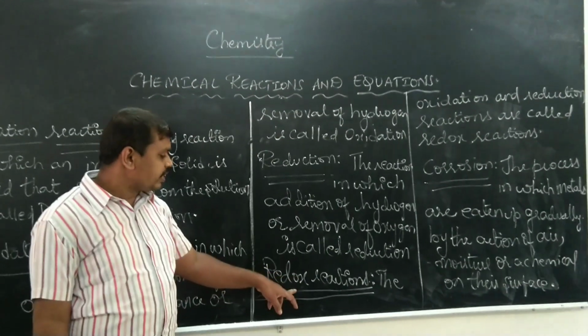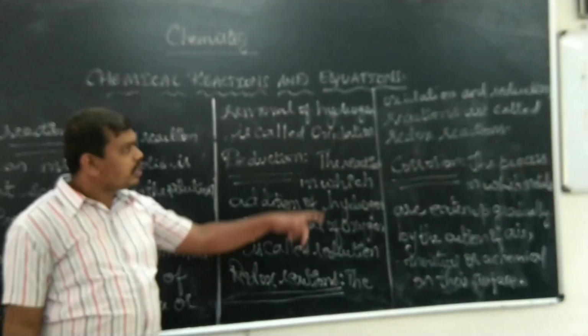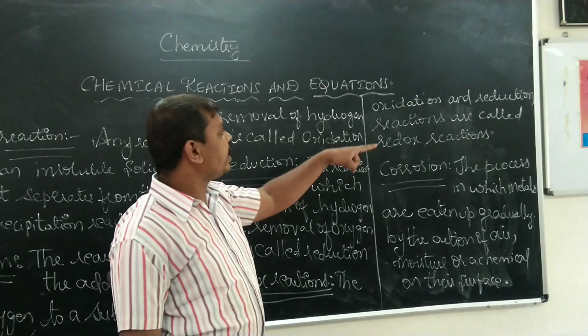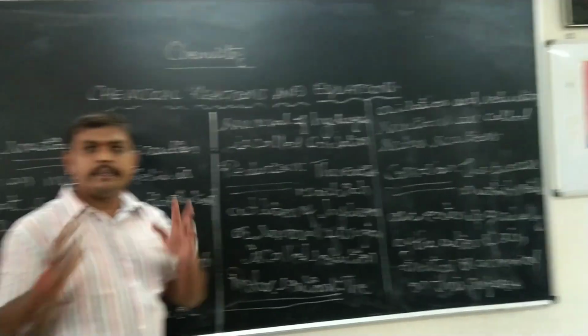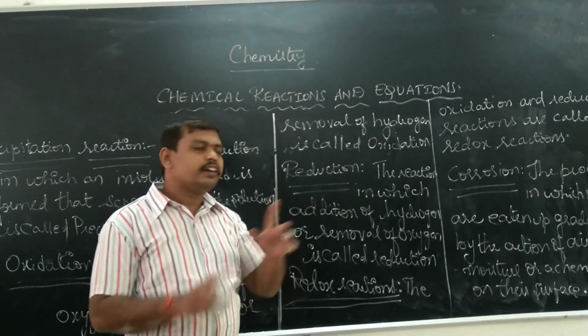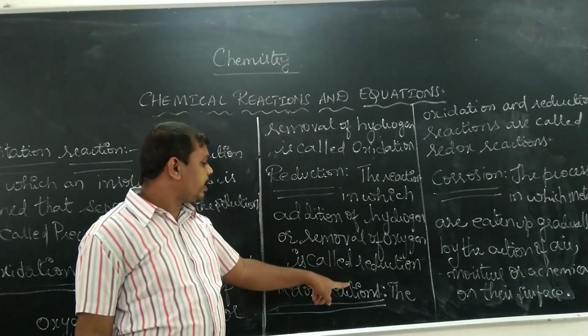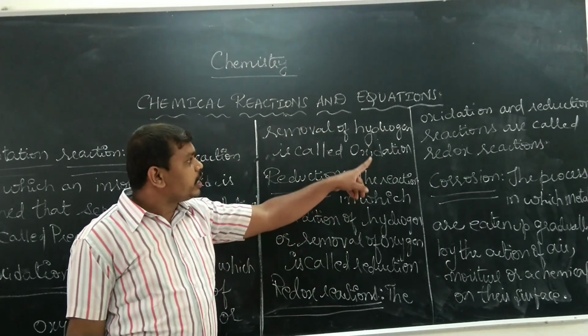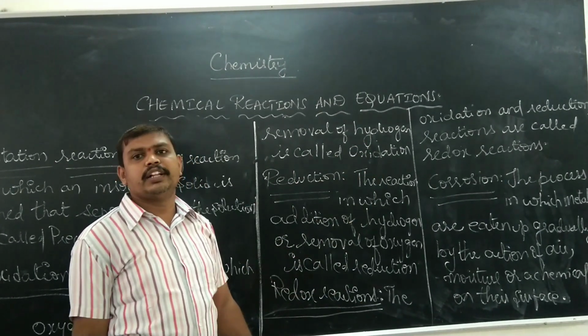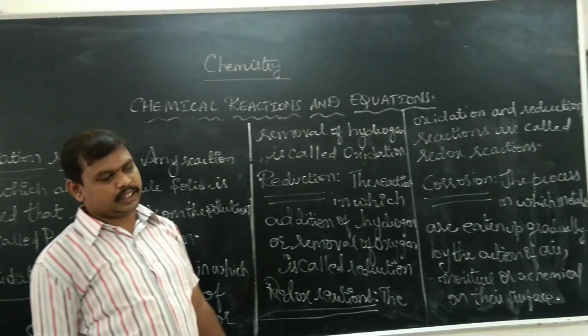Okay, students. The next one is redox reactions. The oxidation and reduction reactions are called redox reactions. So the combination of these two reactions will give rise to what? The redox reactions. The oxidation and reduction reactions are termed the redox reactions.